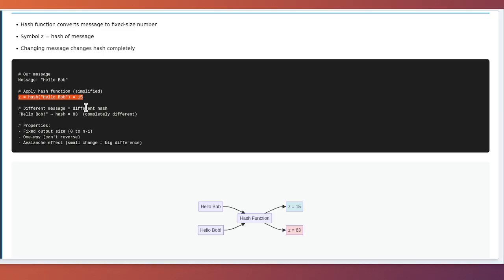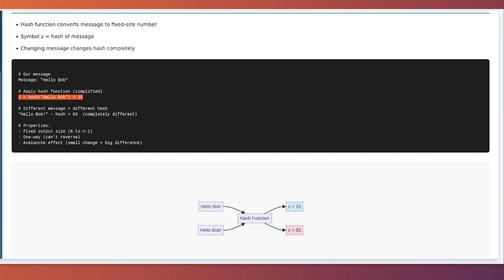Why hash instead of signing directly? First, hash functions produce fixed size output regardless of message length. Whether your message is 1 word or a million words, the hash is the same size. This simplifies the signature algorithm. Second, hashing provides security properties. If someone modifies even one character of the message, the hash changes completely, and the signature will no longer verify. Third, hashing protects message privacy to some extent, since you cannot reverse the hash to recover the message.